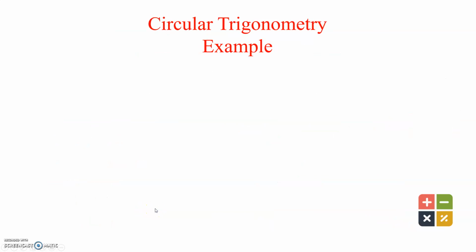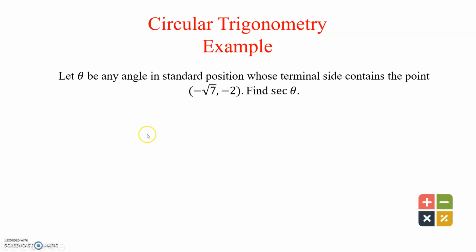So the next example will be very similar to the one that you'll be using in Desmos. Let theta be an angle in standard position whose terminal side contains this point. I only am asking you to find secant. Secant is the reciprocal of cosine. Cosine was x over r, so I just need to find r over x. So set it up the same way. We have our x, our y, and we'll work to find r.